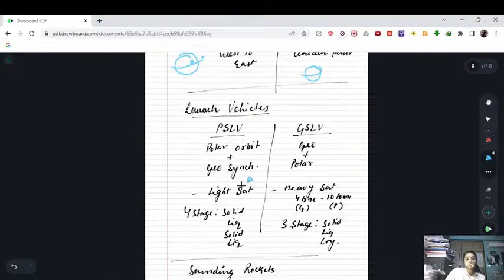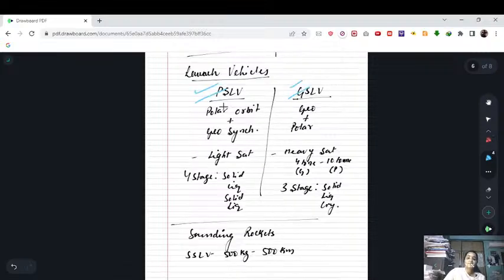Now we'll see the different kinds of launch vehicles, which are the PSLV and the GSLV. PSLVs are used to launch satellites in the polar orbit and the geosynchronous orbit. These are used for lightweight satellites, and GSLVs are used for the geosynchronous orbit and the polar orbits both, but the main difference is that GSLVs can be used for heavier satellites.